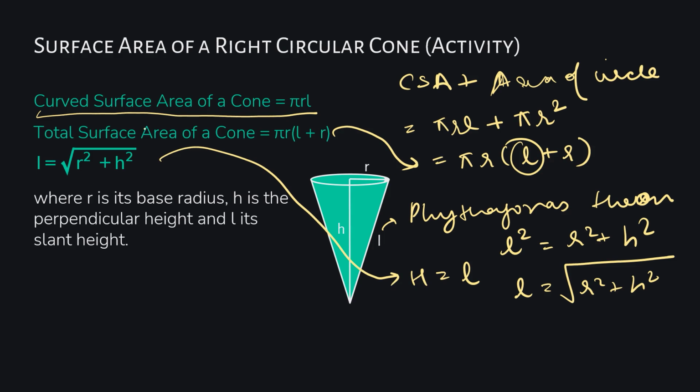So in all these formulas, r is our base radius. Remember that r is only the base radius and cannot be taken from here or here or here. It is the bottom most part's radius, and h is the perpendicular height. So this is our height, and l is its slant height.